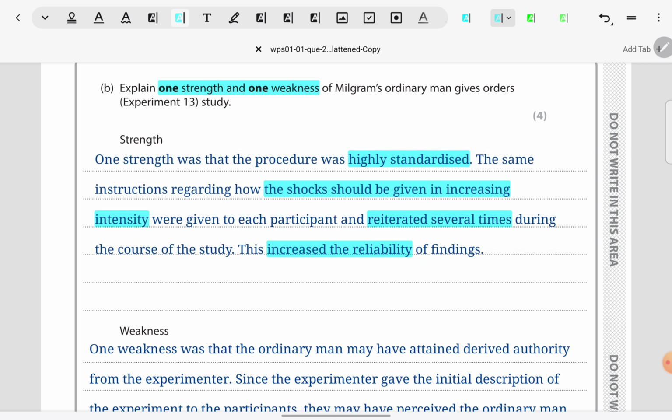This is the typical PEAL or PET structure or whatever you call it, but what you have to do is give the point, explain it, and then link it, in the sense, show exactly which strength of the study increases because of the point made.